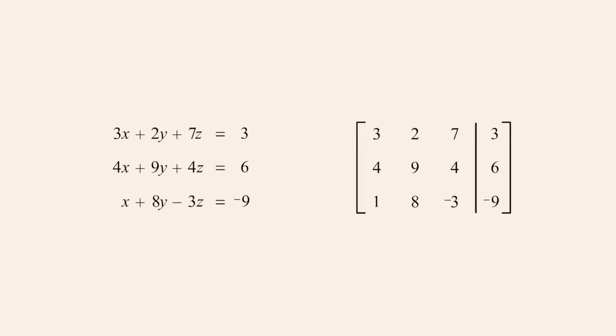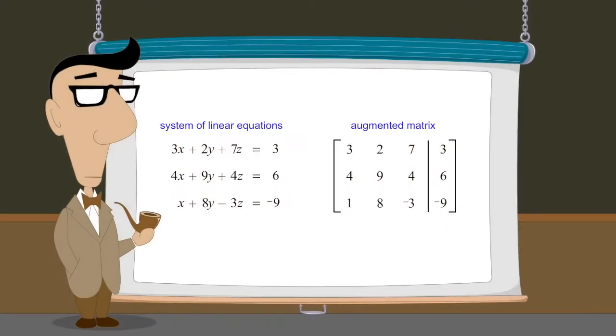The entries in the column to the right of the vertical line correspond to the constants on the right side of each equation. We can think of the vertical line in the augmented matrix as corresponding to the equal signs in the equations. Now let's look at a few examples of systems of linear equations and see how to create their augmented matrix representations.